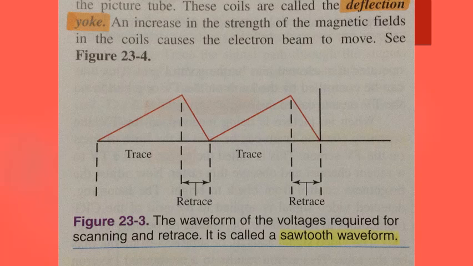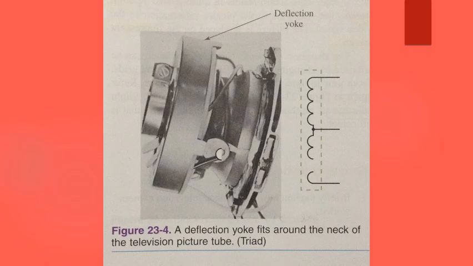These voltages are applied to coils that surround the picture tube. These coils are called the deflection yoke. An increase in the strength of the magnetic fields in the coils causes the electron beam to move. See figure 23-4.